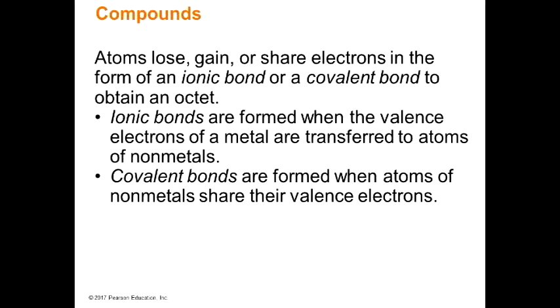Atoms lose, gain, and share electrons to form ionic compounds or covalent compounds to obtain an octet. Octet, that's the rule of 8, but we now know 1, 2, and 13. They're comfortable with 2, 4, and 6. Covalent compounds are formed from atoms of nonmetals shared with their valence electrons. Now, we talk about lose and gain electrons. Make a note of the following.